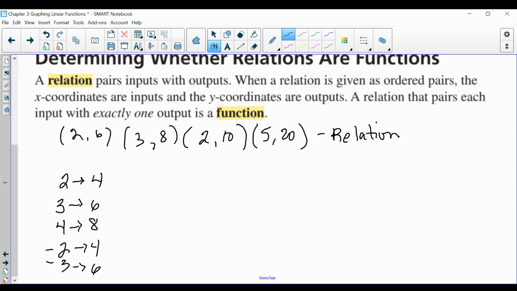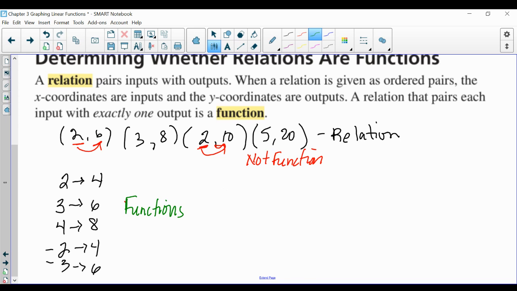You cannot have an input with two different outputs, and that's what I have up here. I have 2 with an output of 6. I have 2 with an output of 10. So this one is not a function, because the input has 2 different outputs. And down here, these are functions.